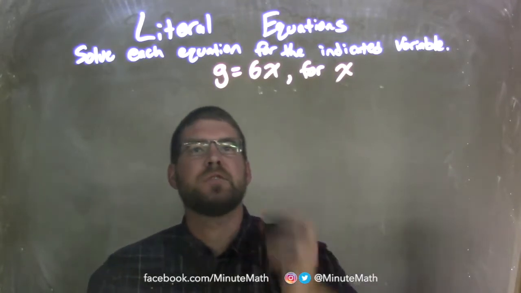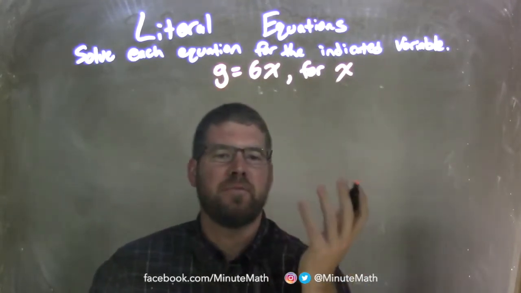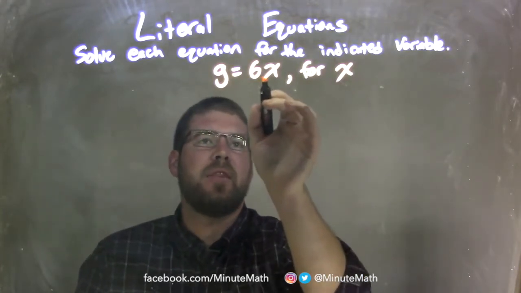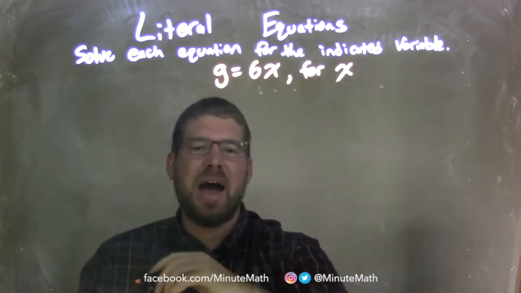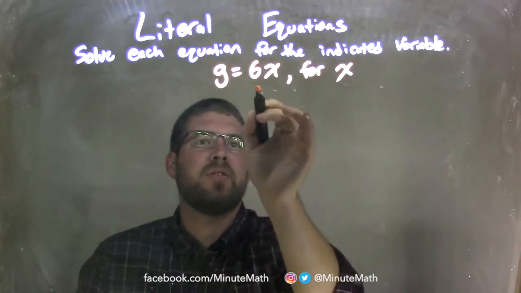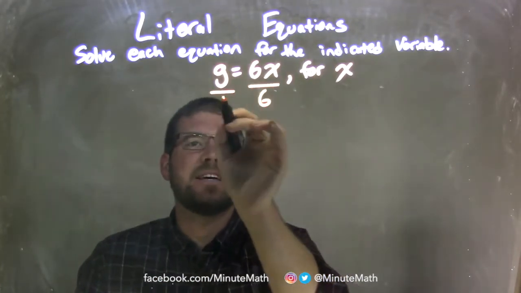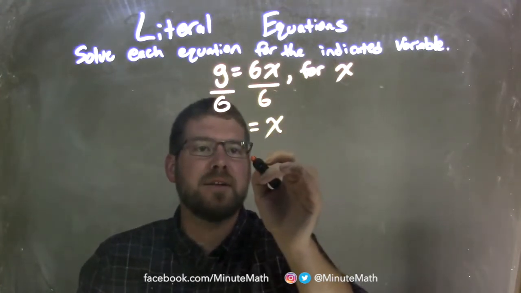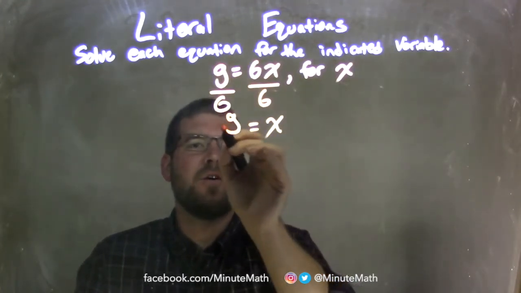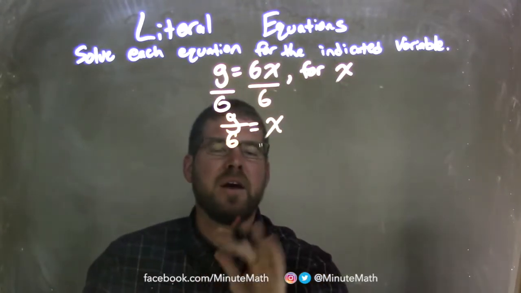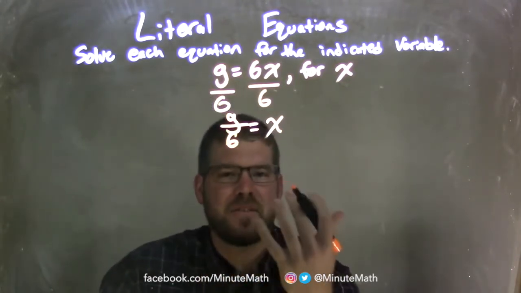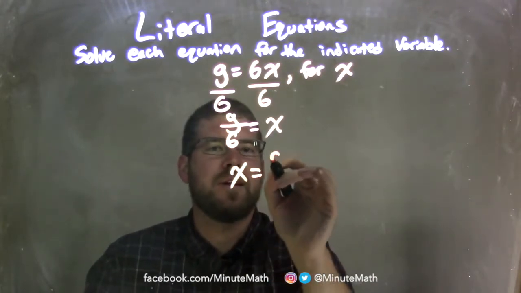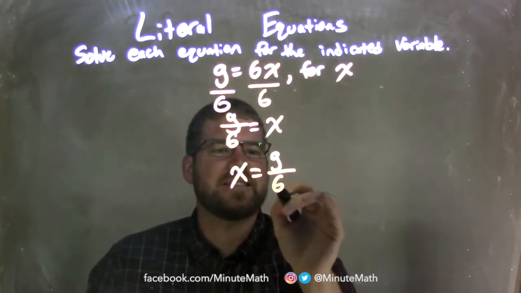To do that, I can treat g and x as just variables. It can be any number. So I see there's multiplication between the 6 and the x. So what I'm going to do is divide by 6 on both sides, leaving me with x on the right and g over 6 on the left. I'm going to rewrite that, have x come first because that looks a little neater. X equals g over 6 here.